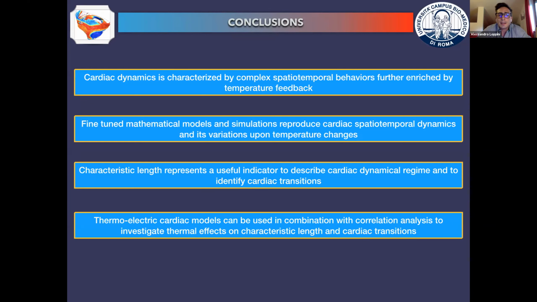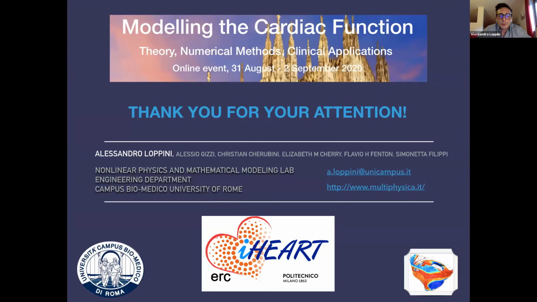And also characteristic length represents a useful indicator to describe the cardiac dynamical regime, and most of all, the transition between cardiac dynamical regimes. And in the future, thermoelectric cardiac models can be used in combination with correlation analysis to investigate the thermal effects on the characteristic lengths and also on cardiac transition. We are currently working on this point, and we are confident we will be able to submit this work in the next months. So I stop here.